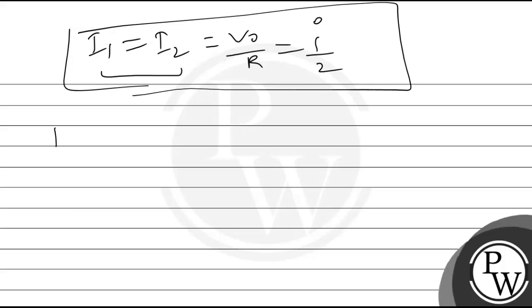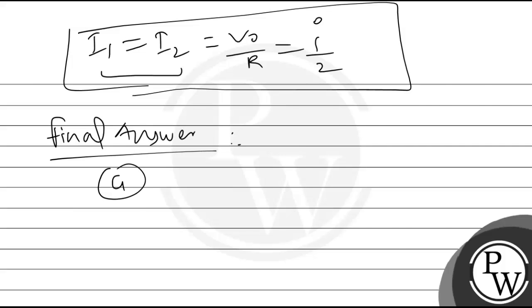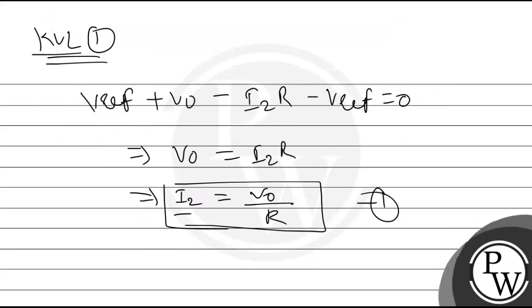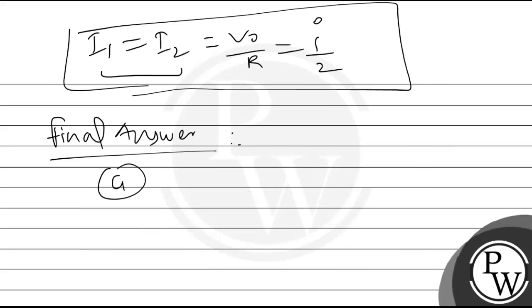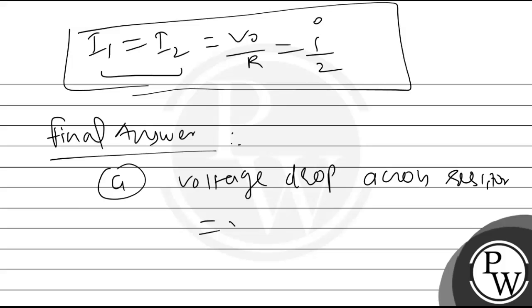Now we are capable to write the final answer. First, the question was the voltage drop across the two resistors. From here we can see that the voltage drop across resistor R is equal to V naught, and the other resistor R is also equal to V naught. So the voltage drop across the resistors is equal to V naught.